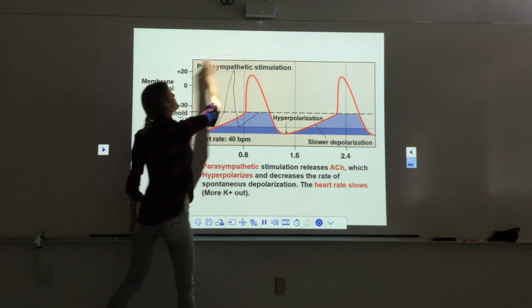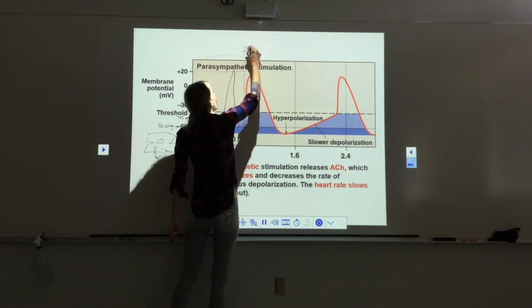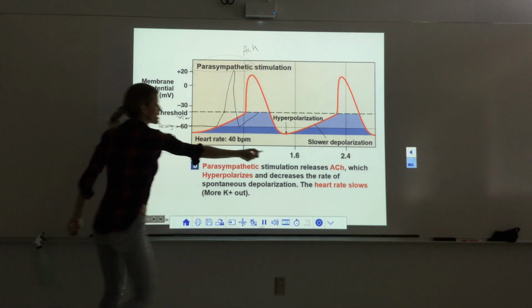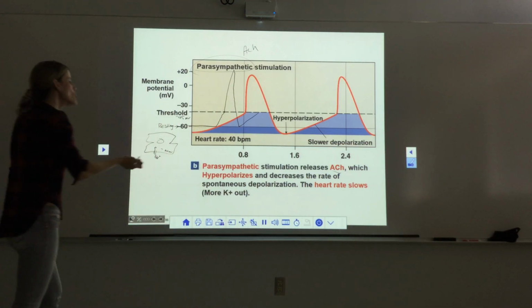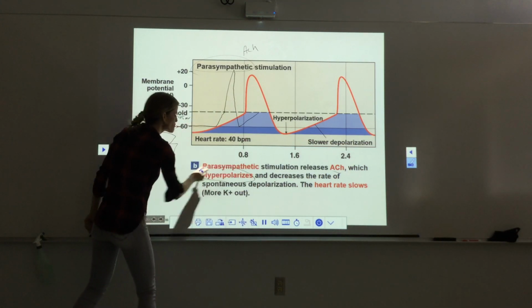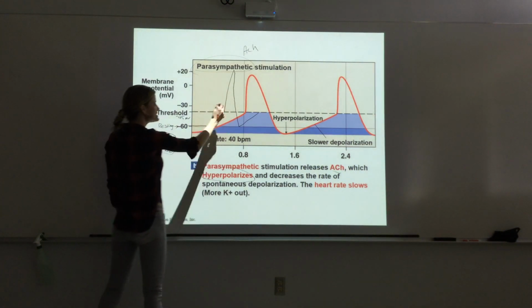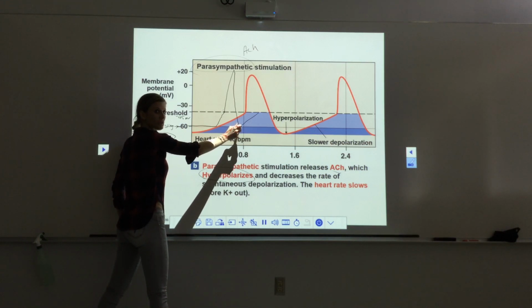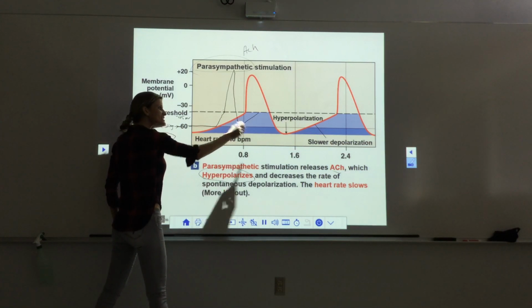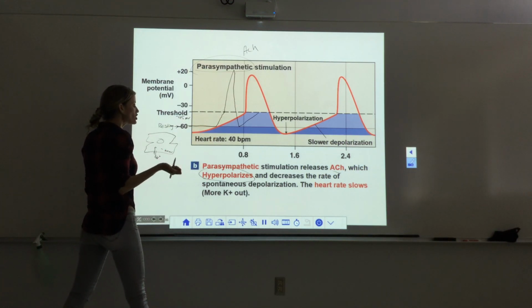So when the parasympathetic nervous system starts releasing more acetylcholine onto the SA node, what it does is it hyperpolarizes the cell. So if you look here, instead of this cell just going back down to -60, which is where it would normally go, instead, this cell leaves open the potassium channels longer.